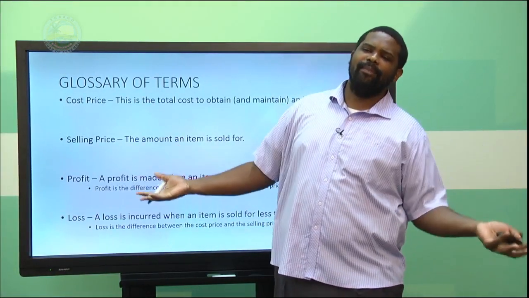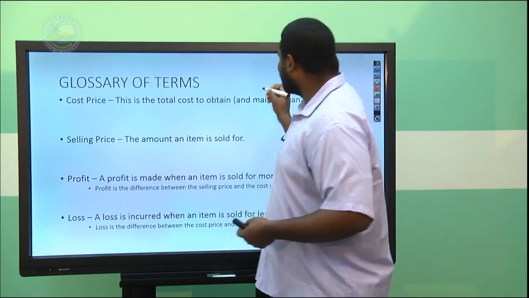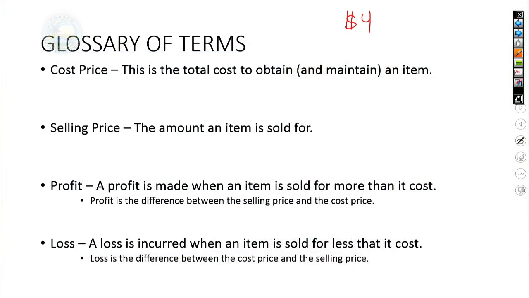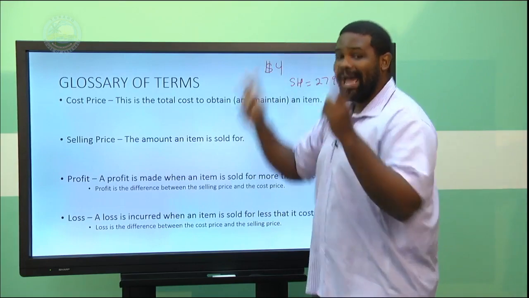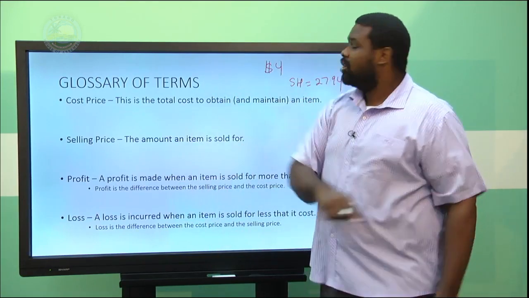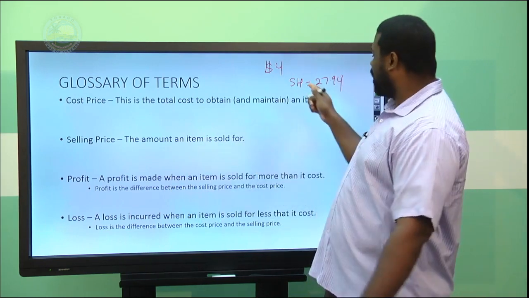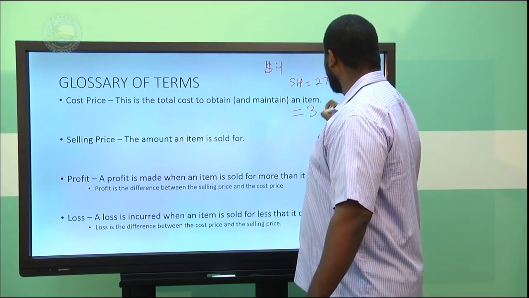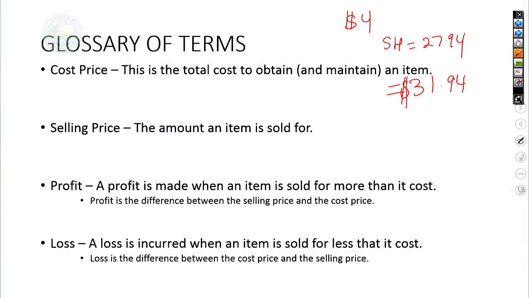So let's say I go on eBay and I see an item listed as $4, and I'm like, "Wow, that's cheap." And then in the little corner below, you see shipping and handling is $27.94. What is the cost of that item? Is the cost of the item really $4? No, it's not. Because it will cost us to buy it and to ship it. So the overall cost price here is not $4, but when we add them, $31.94. And that's just the cost to ship it.